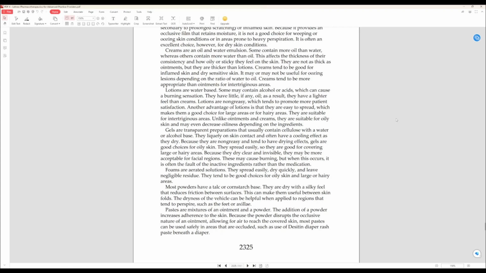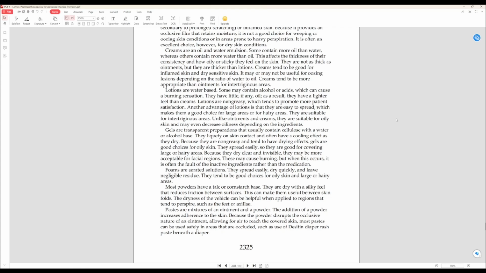Lotions are water-based. Some may contain alcohol or acids, which can cause a burning sensation. They have little, if any, oil. As a result, they have a lighter feel than creams. Lotions are non-greasy, which tends to promote more patient satisfaction. Another advantage of lotions is that they are easy to spread, which makes them a good choice for large areas and for hairy areas. They are suitable for intertriginous areas. Unlike ointments and creams, they're suitable for oily skin and may even decrease oiliness depending on the ingredients.